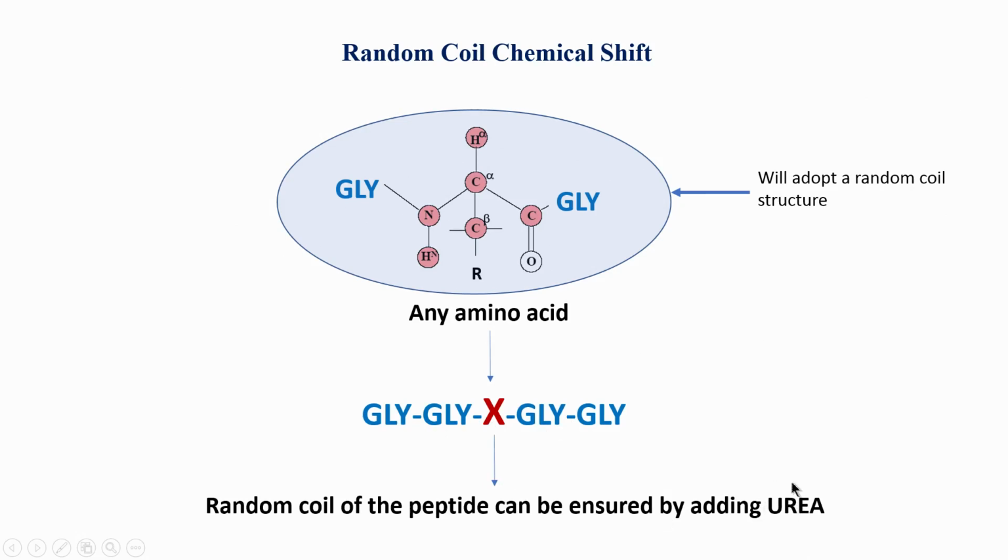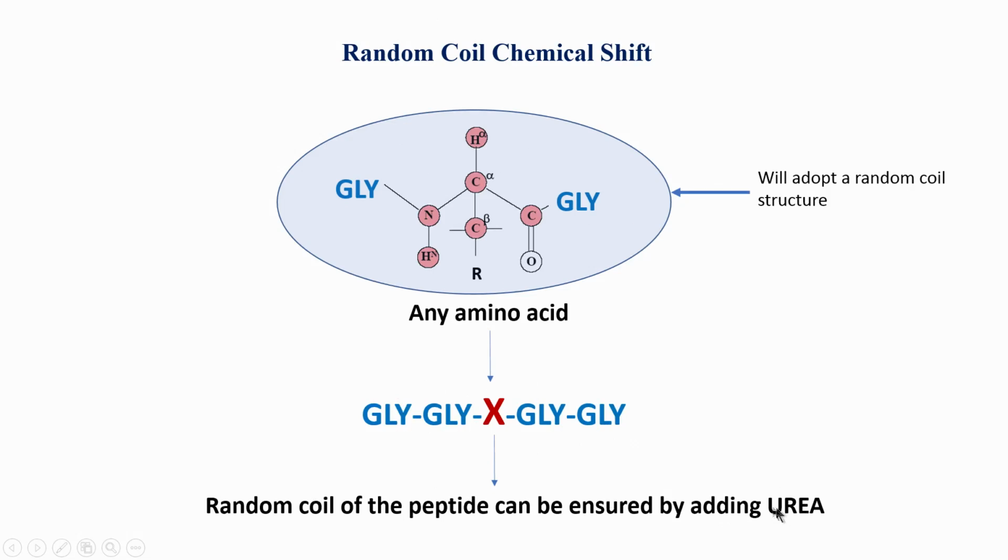Now, this can further be forced into random coil by adding urea. Urea, as you might be aware, is a denaturant, meaning it destroys any secondary structure in a protein; it completely unfolds a protein. So, if I add urea to this peptide, it will get completely unfolded. Even if there is a small chance for X to influence the structure of this peptide, that chance is removed by putting it in urea, so that it is completely unfolded and becomes a complete random coil. So, this is also done sometimes.